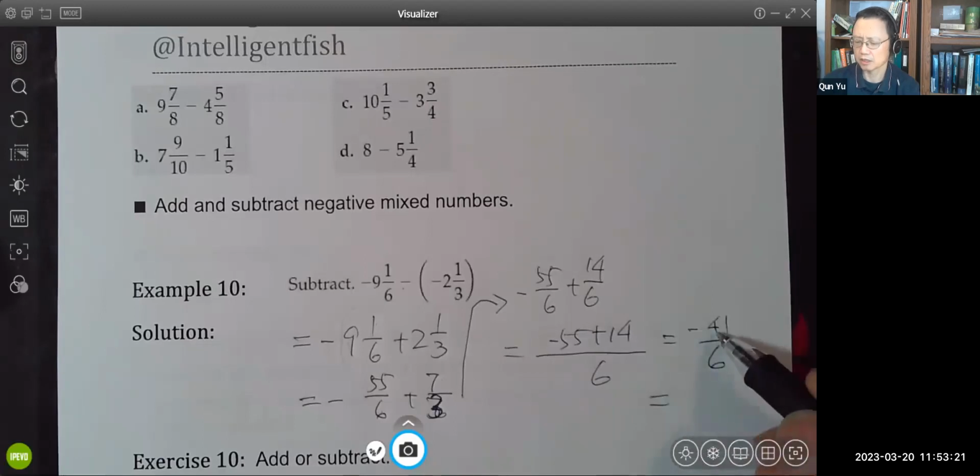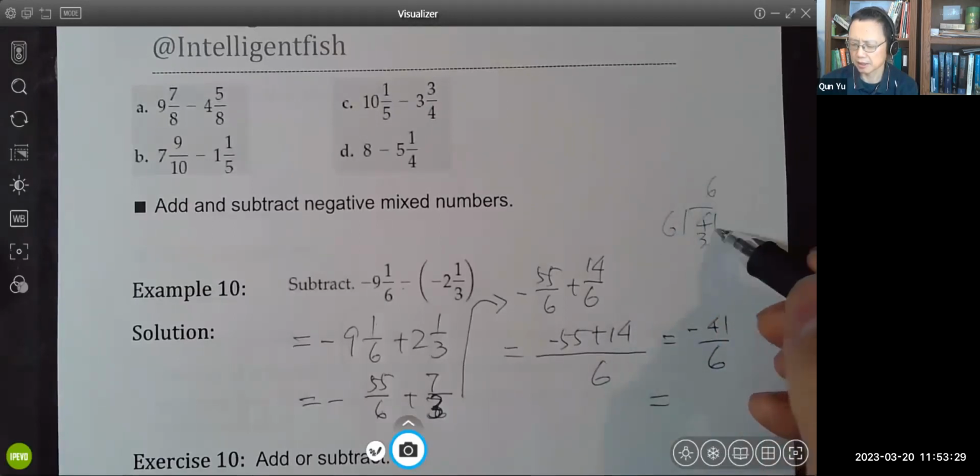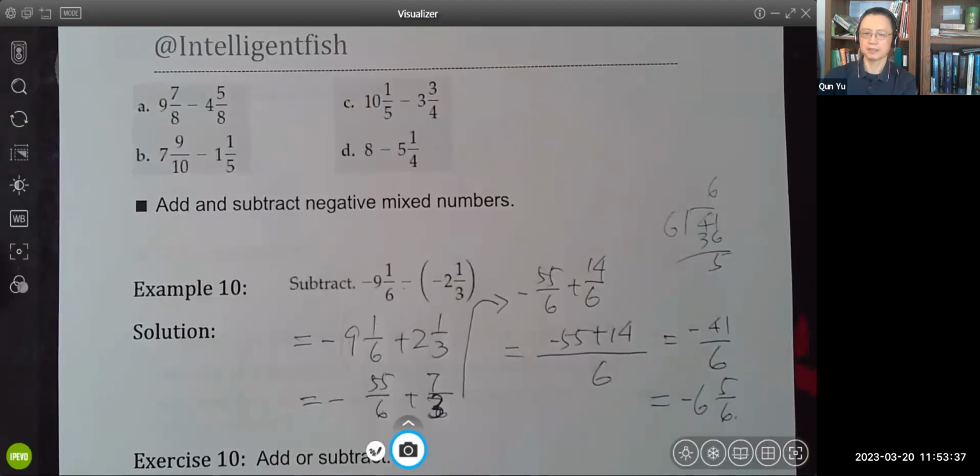So convert this back to a mixed number. 41 divided by 6, 6 times 6 is 36. The remainder is 5. So negative 6, 5 over 6. And that is our final answer.